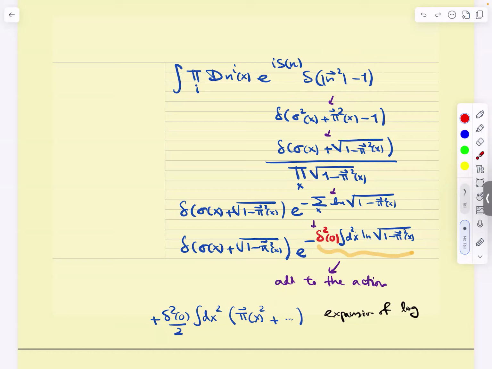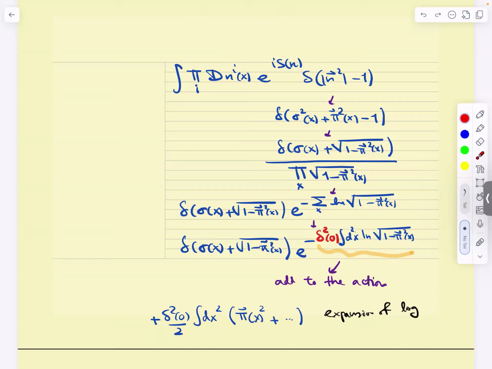It turns out this coefficient is divergent, which is easy to see. Hopefully you guys can see it. This coefficient is divergent. There's delta squared of 0. But what is interesting is, can you draw the counter term? Can anyone draw this counter term? What does it look like? What's the Feynman diagram for this counter term? It's a whole bunch of counter terms. So the counter term is delta squared of 0 times the integral of d2x ln of 1 minus pi squared. Is that right? Yeah. Okay.